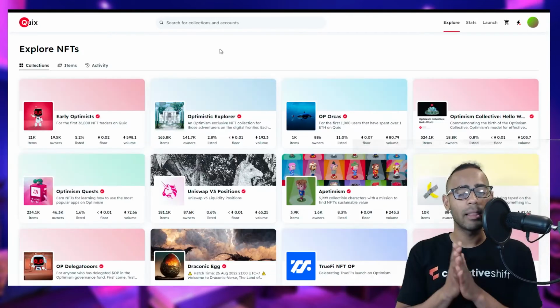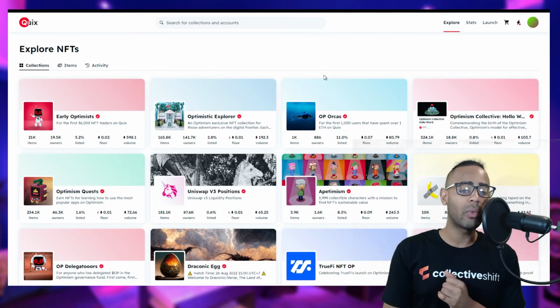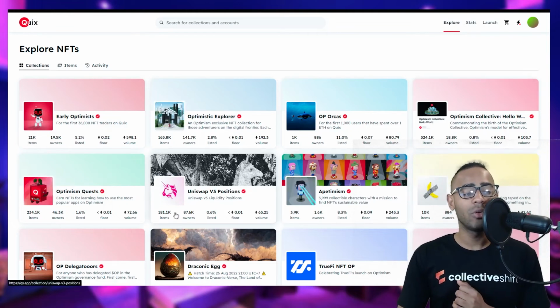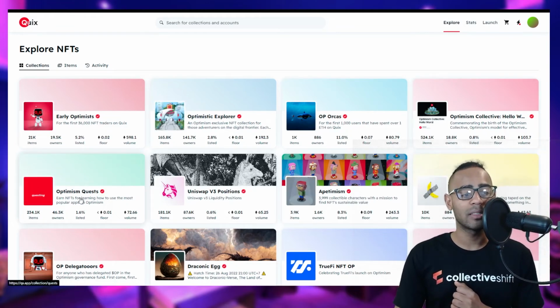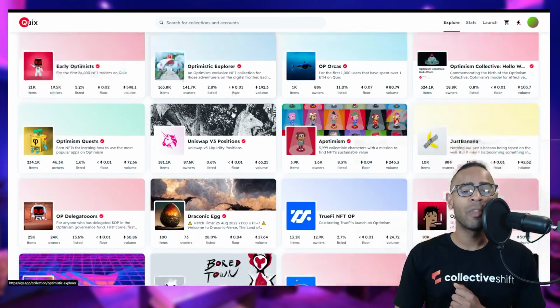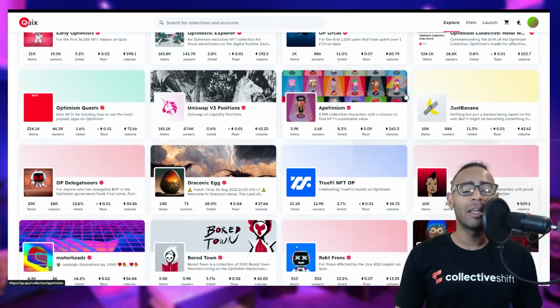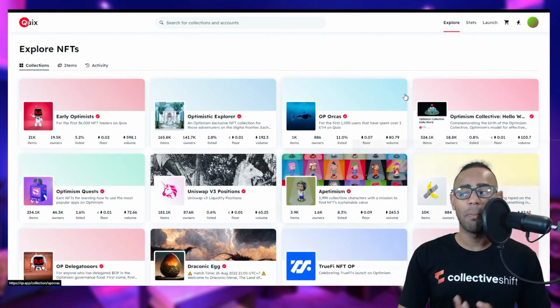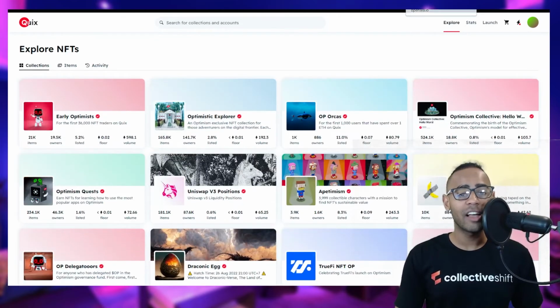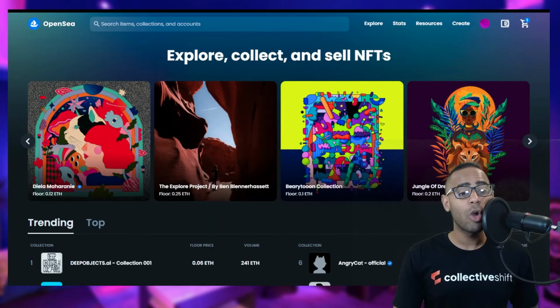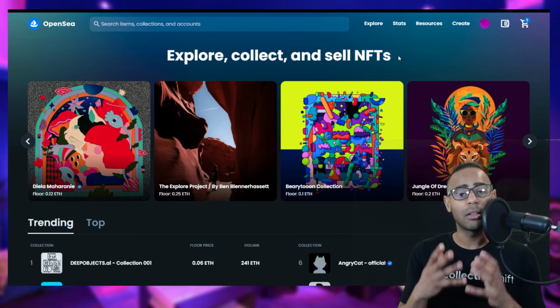It's showing you Layer 2 Optimism NFTs. We have Optimism the Collective, we have Uniswap positions, and we have the Optimism Quest, as well as the Optimism Explorers. I want to show you how you can get a free NFT without having to buy one. Let's look at the last place, OpenSea. Within OpenSea, they are integrating lots of different chains.